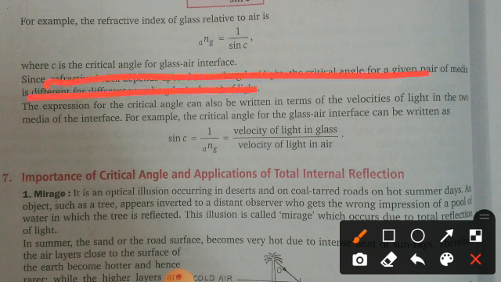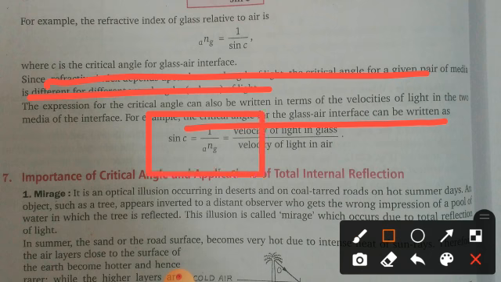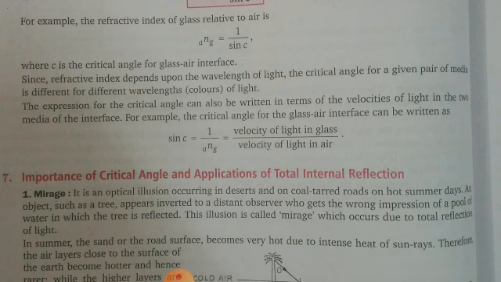The expression for the critical angle can also be written in terms of the velocity of light in the two media of the interface. For example, the critical angle for the glass-air interface can be written as sin C = 1/aμg, that is, the velocity of light in glass to the velocity of light in air.